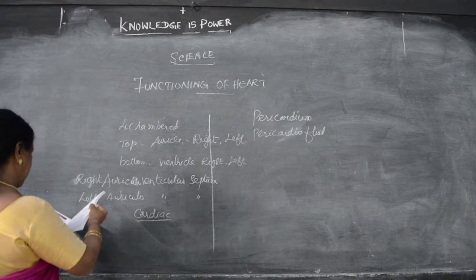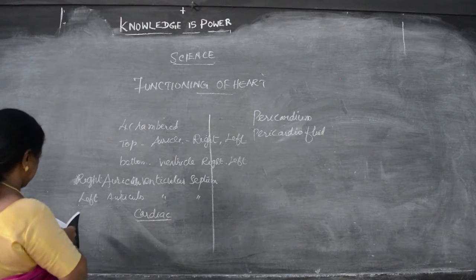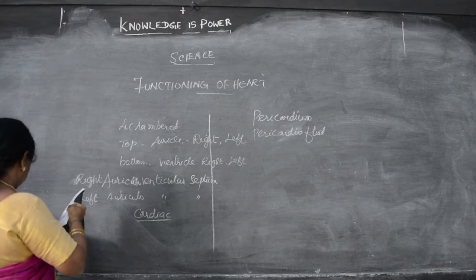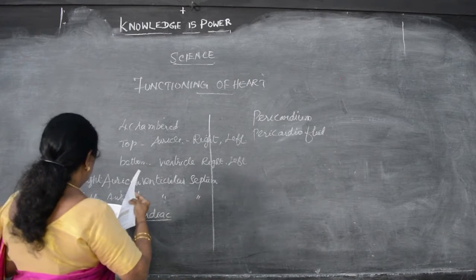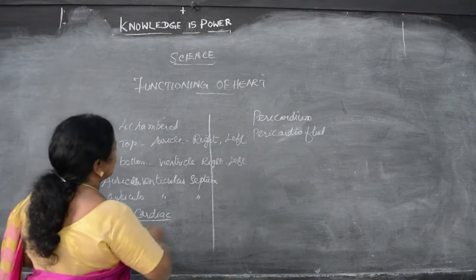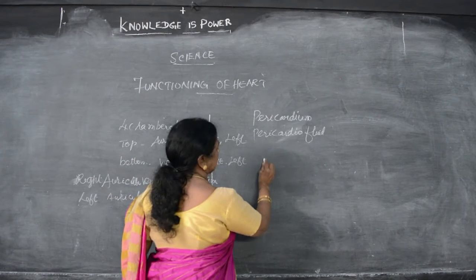Then I said already what are the auricles and ventricles, blood vessels, everything. So totally, the flow of blood will be protected by valves.